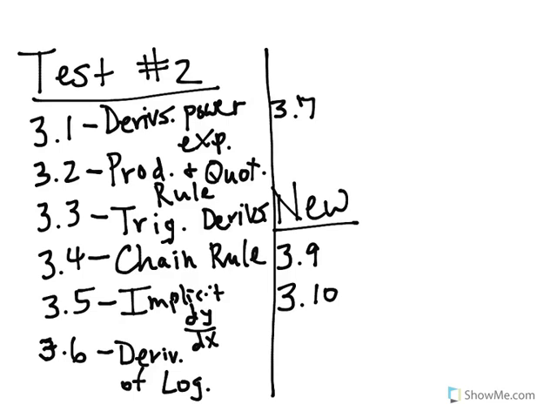So, good things to take a look at. Where do you want to spend your time? Okay. Section 3.7 talked about some applications.